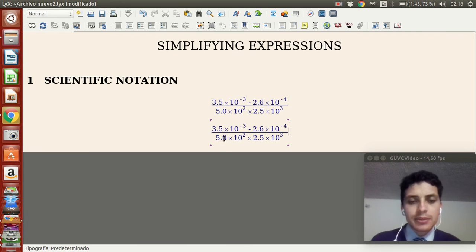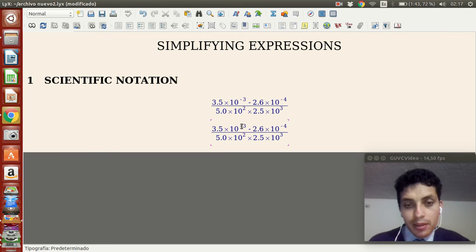Okay, so let's start. First, you have an addition here in the numerator, so we need to apply a sum, and to do a sum you need to have the same exponents with 10. So you have 10 to the negative 3 power and 10 to the negative 4 power. You have two options: set 2.6 times 10 to the negative 4 power as some number times 10 to the negative 3 power, or set 3.5 as a number times 10 to the negative 4 power. I prefer to set the highest power, in this case negative 3, in terms of the least power.